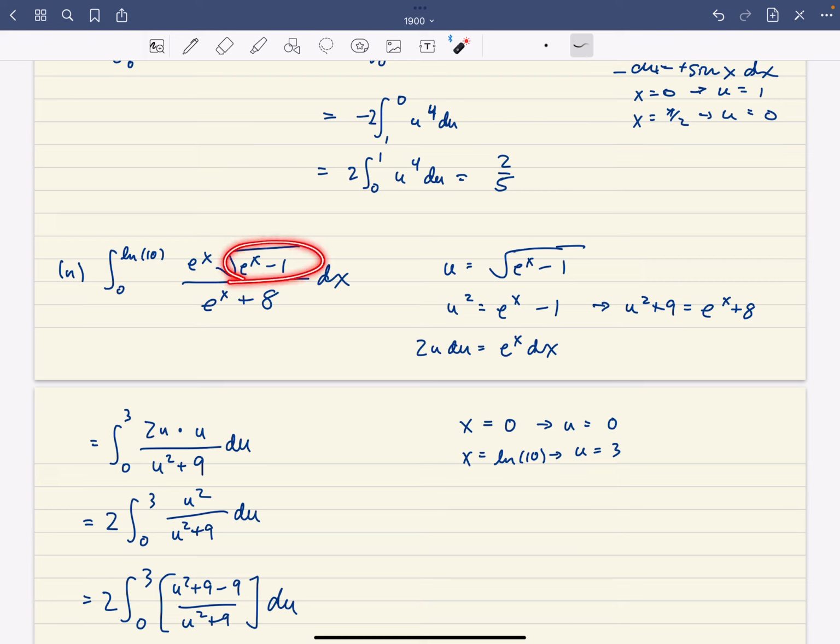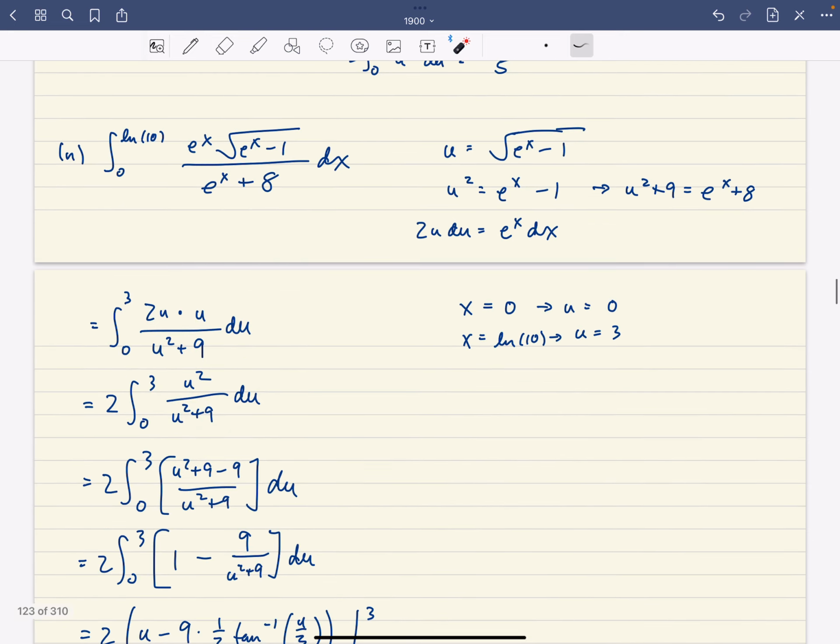The square root of e to the x minus 1 was our u, so that's our u there. And then e to the x plus 8: if we take e to the x minus 1 and add 9 to both sides, we get that e to the x plus 8 is u squared plus 9. And then we have u squared over u squared plus 9, where we can add 9 and subtract 9, so it's adding 0, and split it up that way.